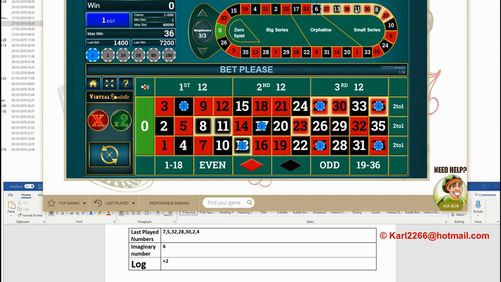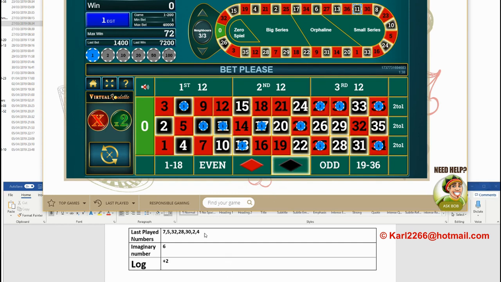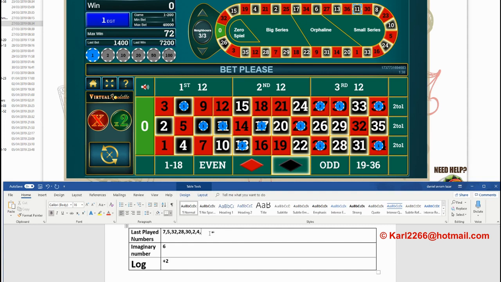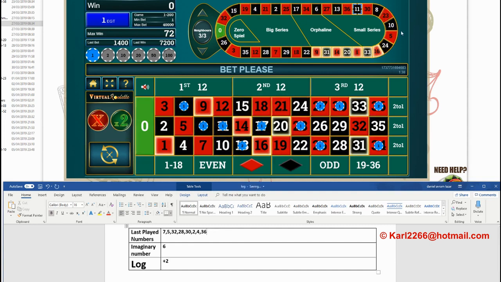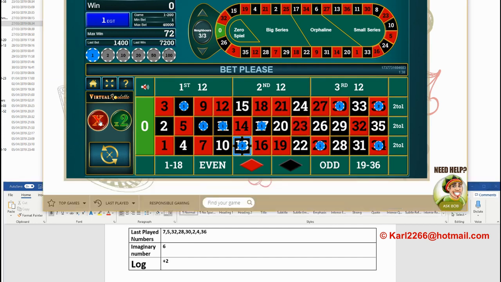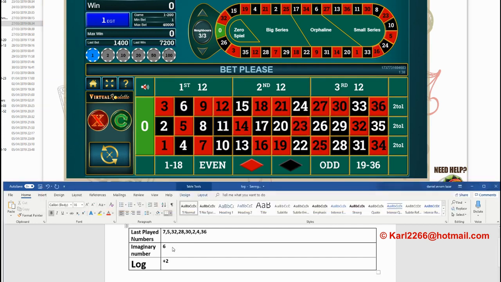6 and terminals from 6 are 11. So we got a new winning number, which is number 36. Okay, it's a win, is near 11. Alright. So with 36 we cannot make plus, so we got a new logarithm, which is minus 2. And we got a new imaginary number, which is number 34.